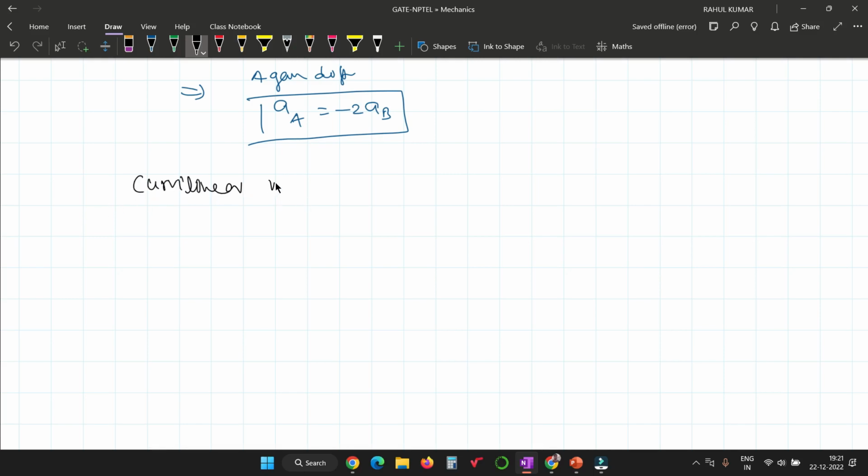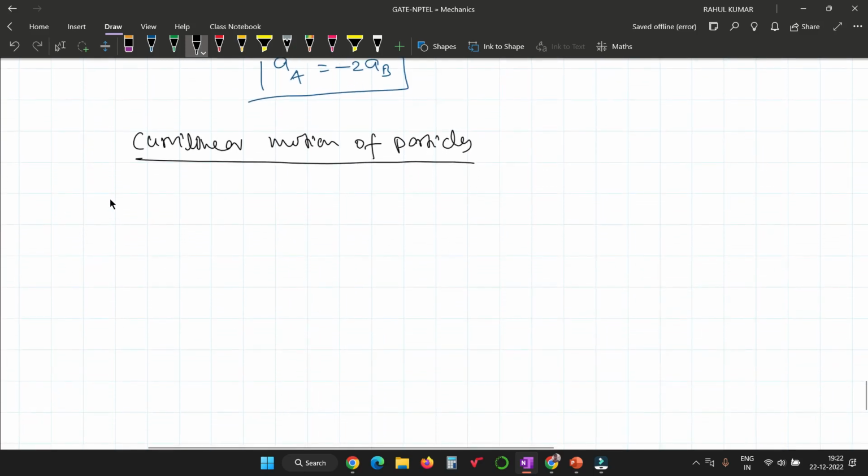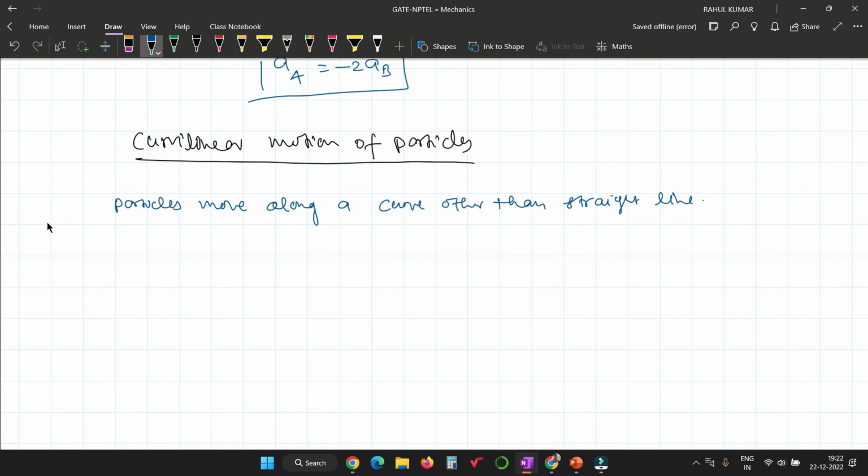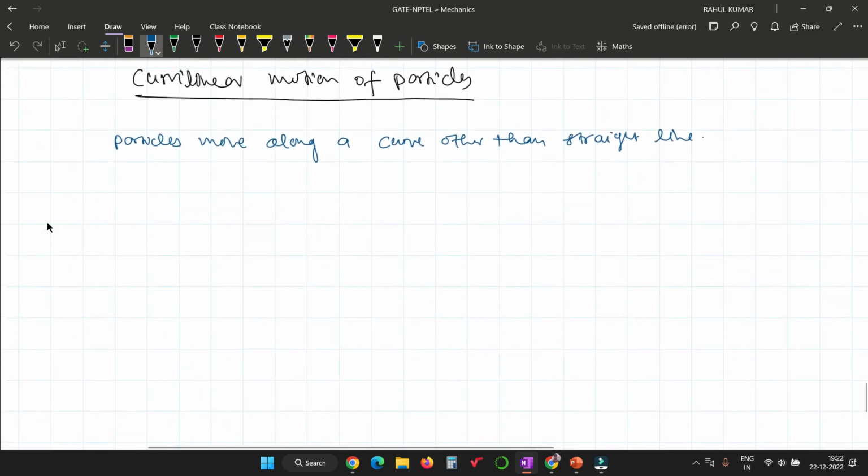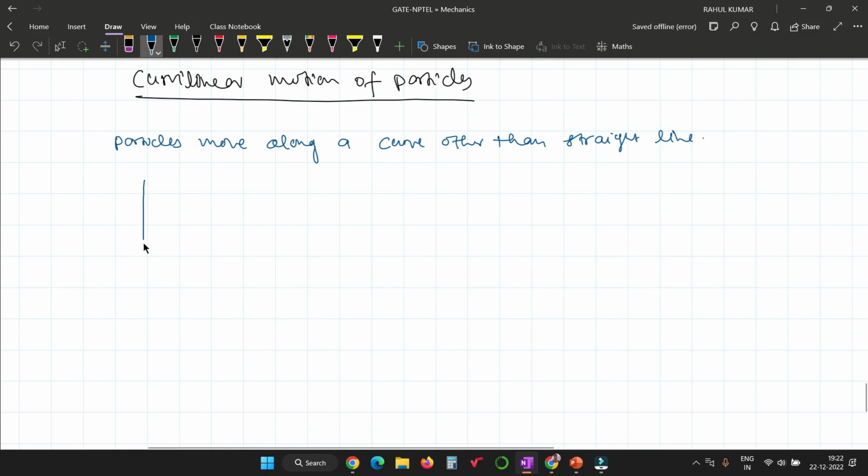Curvilinear motion of particles. So what is the curvilinear motion? Particles move along a curve other than a straight line. That type of motion is called curvilinear motion.